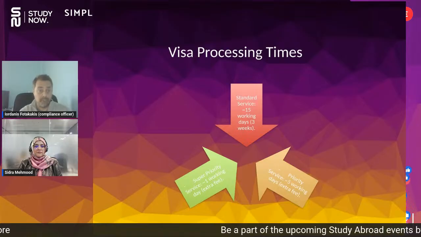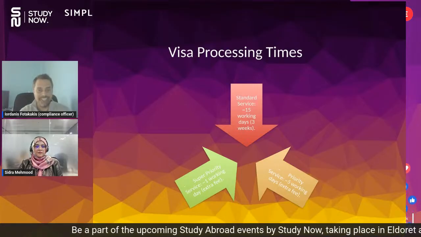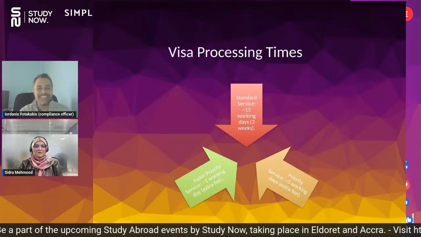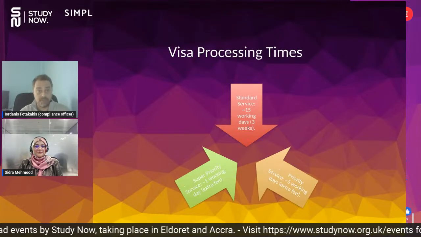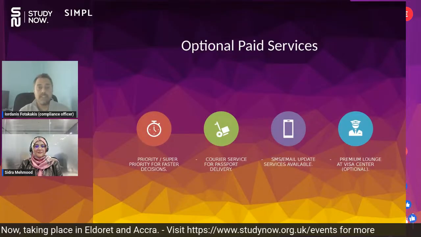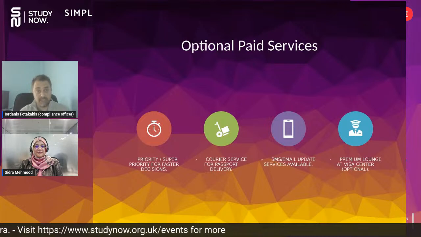And the super priority, which is like 1 year, decision within 1 day, next day decision. So this costs £1,000 though. In addition to that, we will speak about some services that they provide at the visa center.